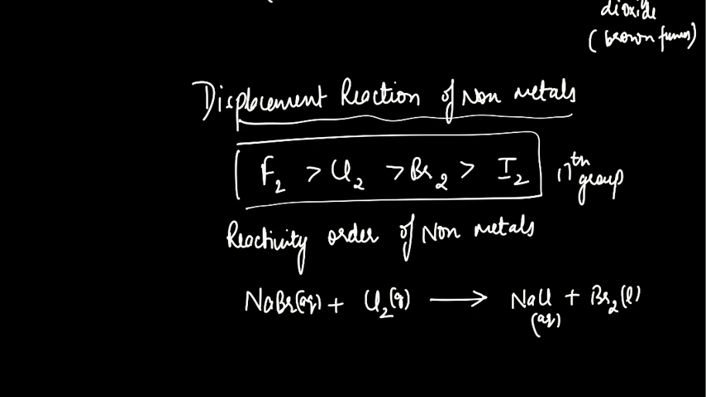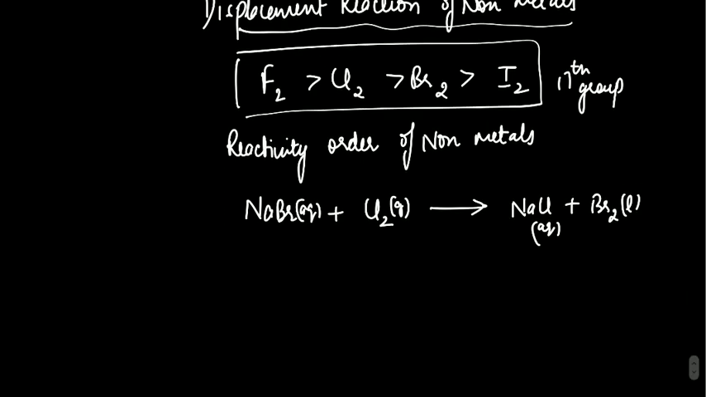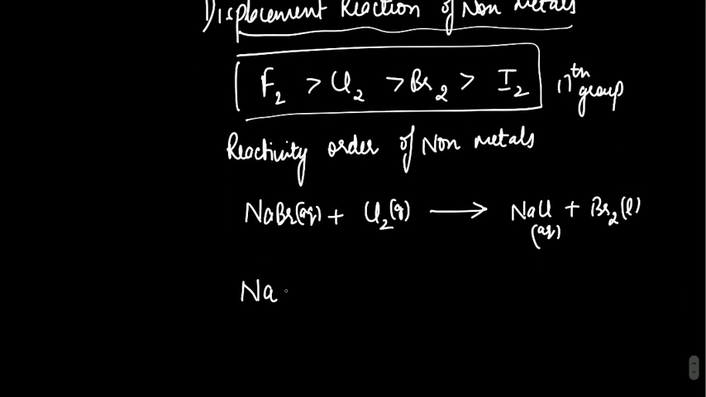So highly reactive non-metals only can do so. Now if I reverse this equation, NaCl, and if I have taken bromine, then no reaction will take place. Why? Because we have bromine over here. Bromine is less reactive than chlorine, so it won't be able to displace chlorine from its salt solution. So no reaction. I hope you are clear with this.